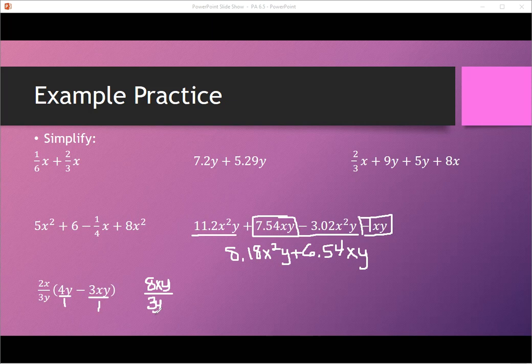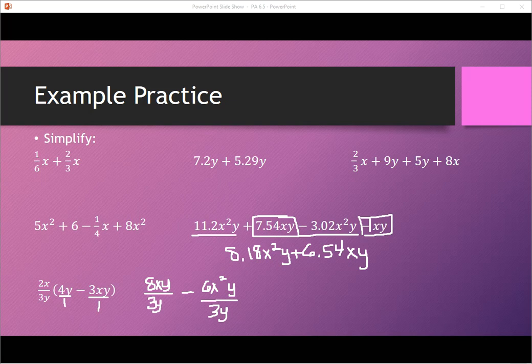And then for the second one, 2x times 3xy. So 2 times 3 is 6. X times x is x squared. Y over, on the bottom, 3 times 1, 3y.